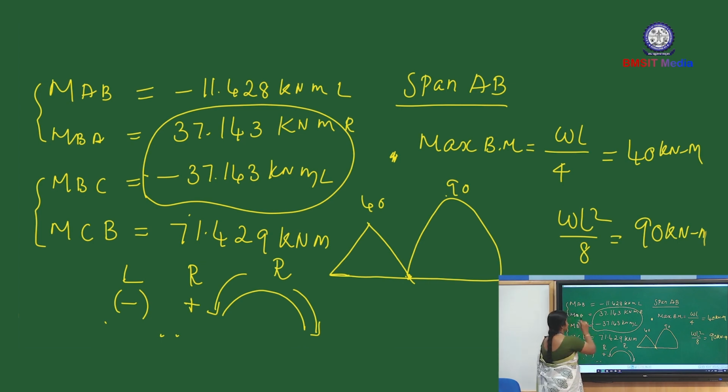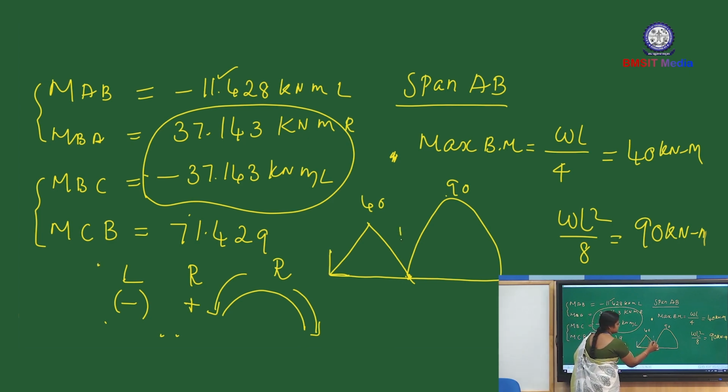Now coming to span AB. This is the left side, this is the right side. Left side anti-clockwise moment is minus sign. Right side clockwise moment is positive sign, which means we have to draw above the baseline. So this is minus 11 somewhere here, and 37 here. Now coming to span BC.